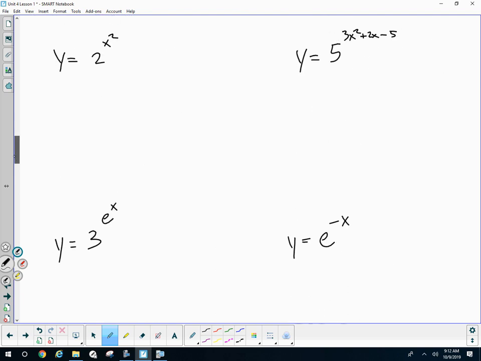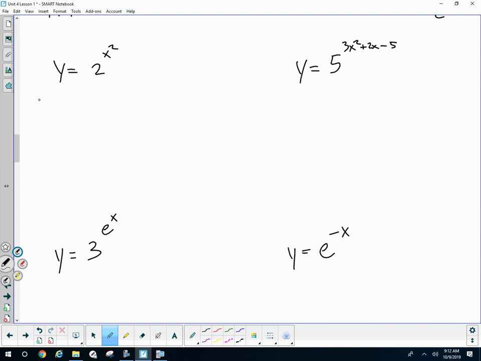Now, if we have a number to a power, again, it is a chain because the power is not just x. The outside would be 2 to the power. The inside would be the x squared.